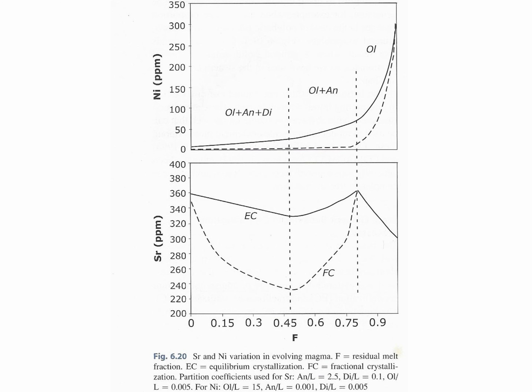Here we have some other diagrams, the nickel distribution and the strontium distribution in ppm: strontium and nickel variation in evolving magma. F is the residual melt fraction, on the x-axis. EC is the equilibrium crystallization, and FC is the fractional crystallization. Partition coefficients used for Sr: anorthite in liquid 2.5, diopside in liquid 0.1, olivine in liquid 0.005.